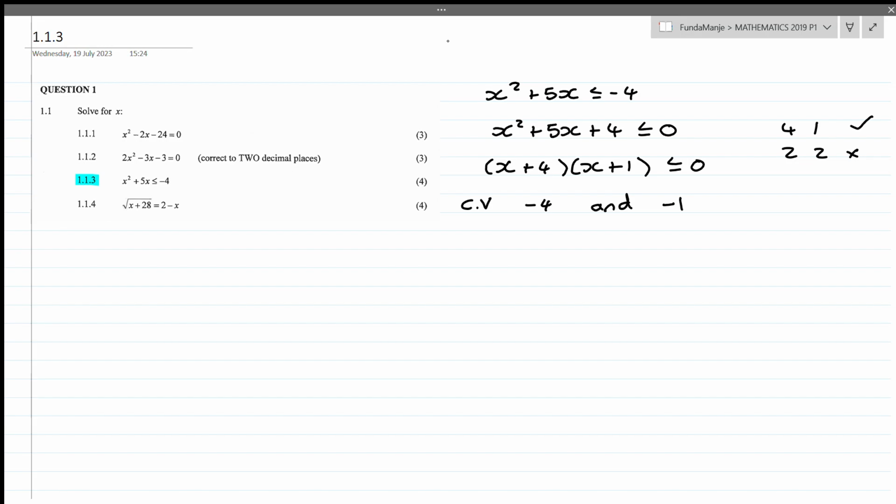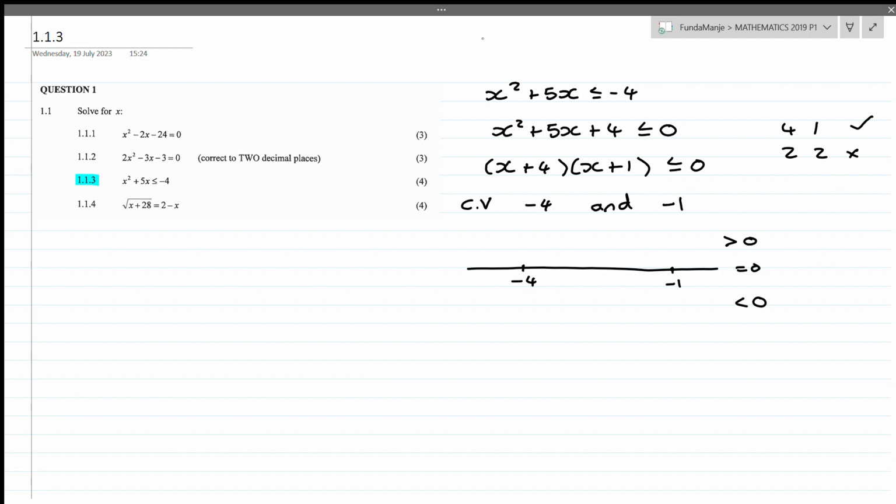So once you have identified your critical values, you draw a straight line. Write down the smaller number first, minus 4, and then the bigger number, in this case minus 1. Then above this horizontal line lies the region greater than 0. Below this line lies the region smaller than 0. And then on this line we have equal to 0.